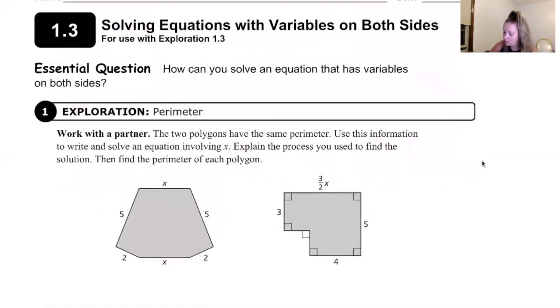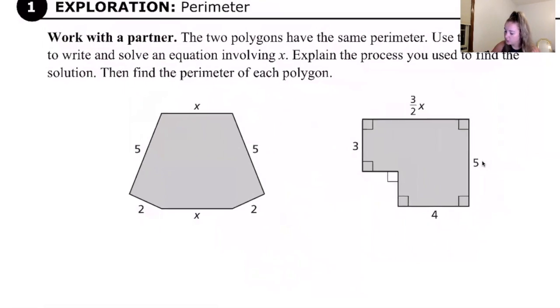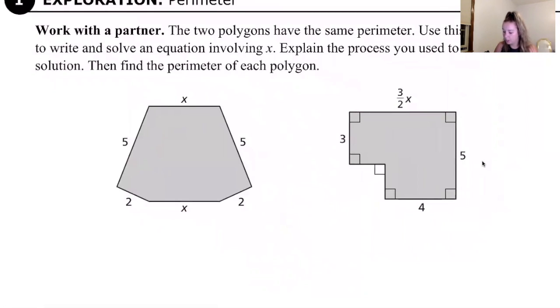So today we are doing section 1.3, solving equations with variables on both sides. So our essential question today is, how can you solve an equation that has variables on both sides? The two polygons have the same perimeter. Use this information to write and solve an equation involving x. Explain the process you use to find the solution. Then find the perimeter of each polygon.